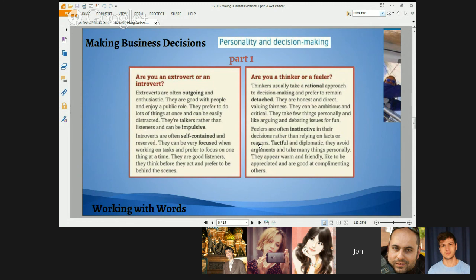When working on tasks can prefer to focus on one thing at a time. They are good listeners, they think before they act and prefer to be behind the scenes. So extroverts and introverts so far. Andre, do you think you could read for us about the difference between a thinker and a feeler according to this personality test?